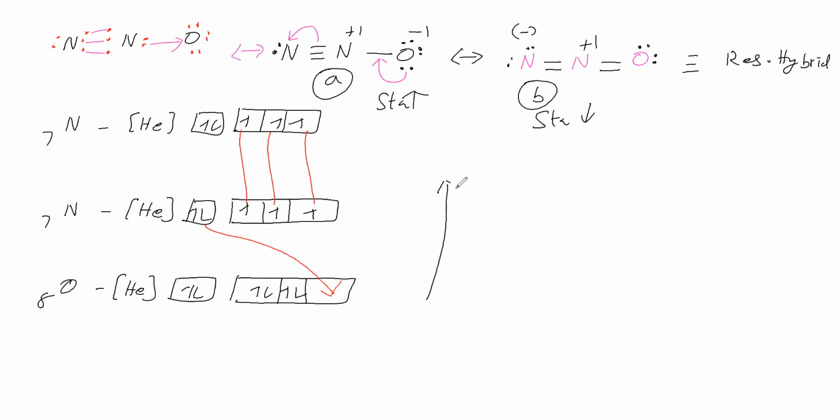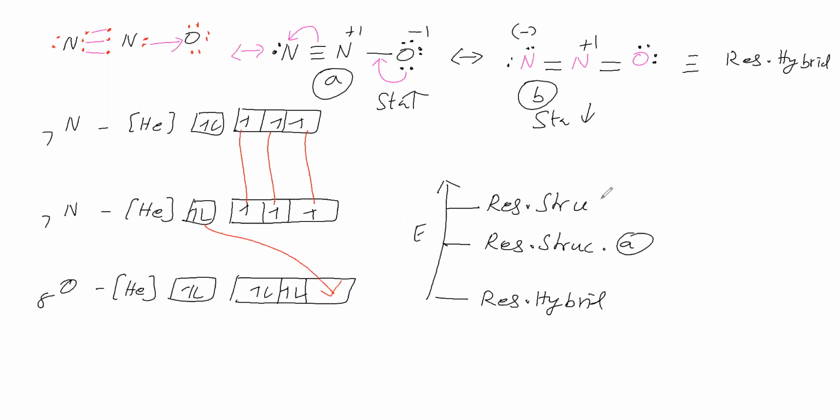Now we will take energy here. Energy of the resonance hybrid will be here. Energy of A will be greater than the resonance hybrid. Why? Because the stability is less when compared to the resonance hybrid. Resonance structure B is having higher energy when compared to A.